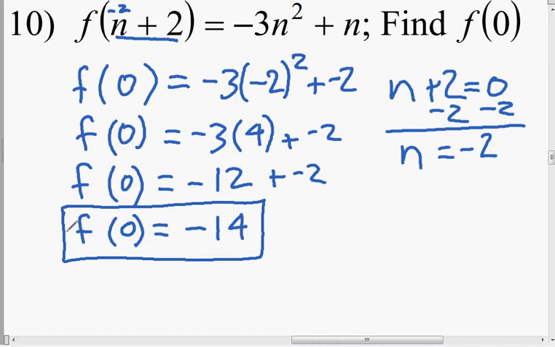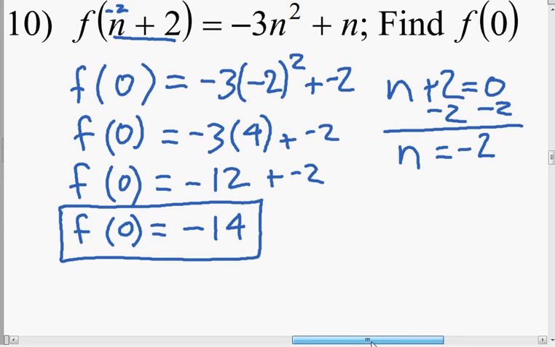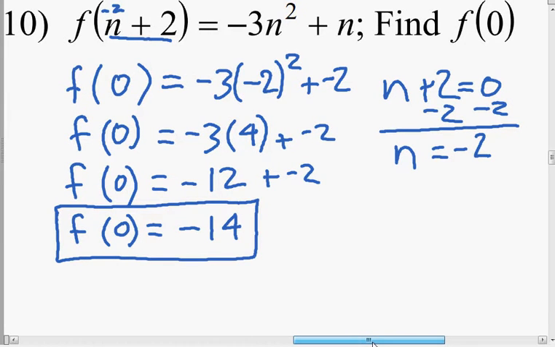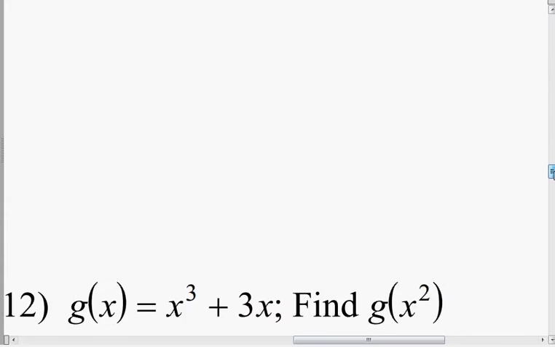Go on to problem number 11. Pause the video, take a quick look at this, and then go on to number 11. Work that, then restart the video, and you can check your answer.